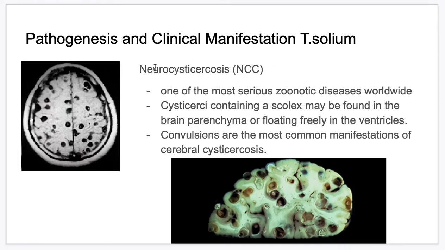So, this is neurocysticercosis. It's one of the most serious zoonotic diseases worldwide. The cysticerci containing a scolex may be found in the brain parenchyma or floating freely in the ventricles. Convulsions are the most common manifestation of cerebral cysticercosis. So, this is the cysticercosis that is already in the brain, right? You see this when you do imaging.